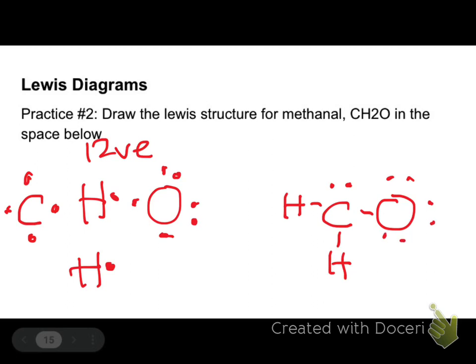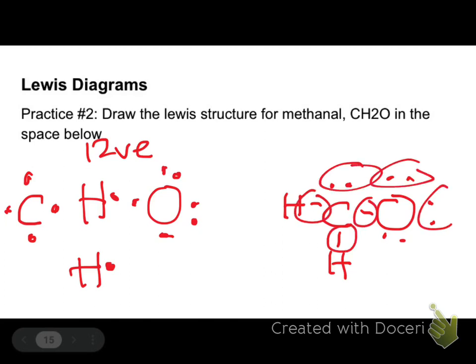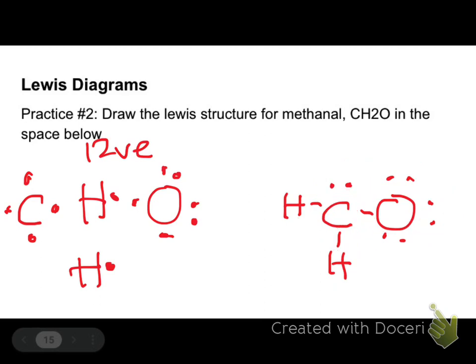Now we're going to count up total electrons. 1, 2, 3, 4, 5, 6, 7, 8, 9, 10, 11, 12, 13, 14. Is that how many we said we should have? No, we have 2 too many. So what we're going to do is take one of these pairs and make it another bond instead, because we have 2 electrons too many.